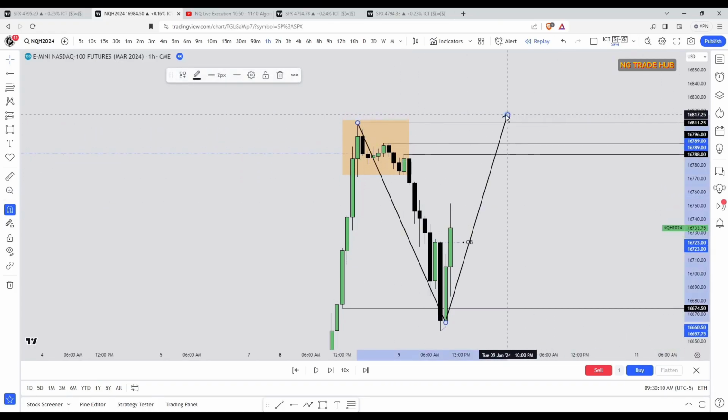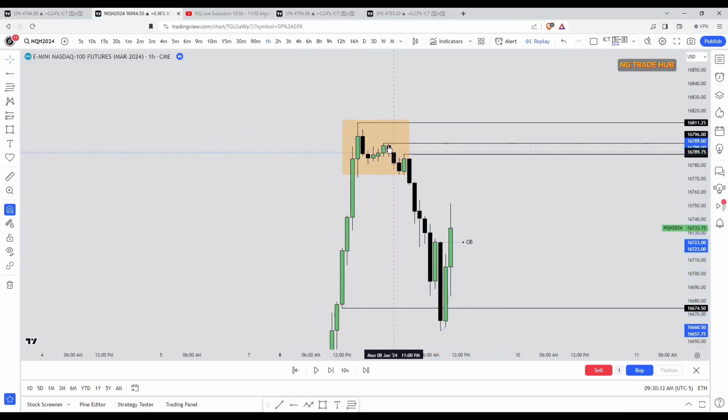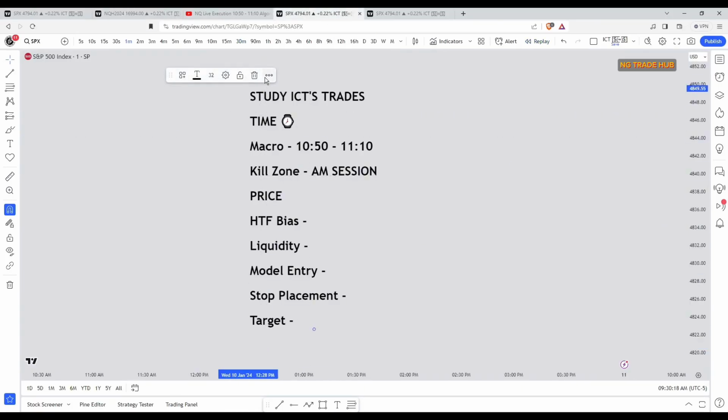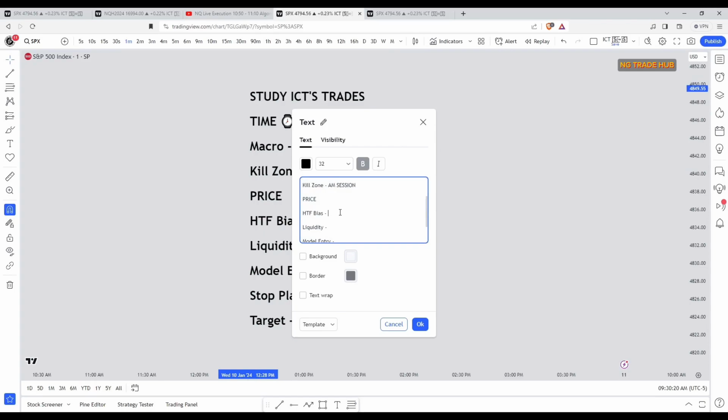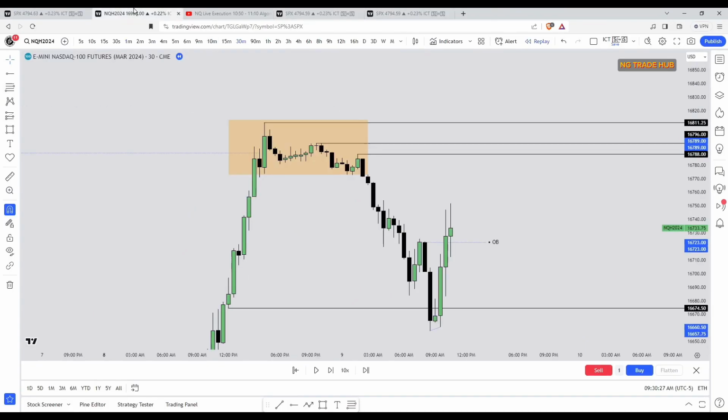Okay, so all that being said, that's why this is the bias higher. So we need to get that out of the way. The higher time frame bias is bullish. Okay, and I'm not going to type it out all in text, but you guys know why it's bullish now.